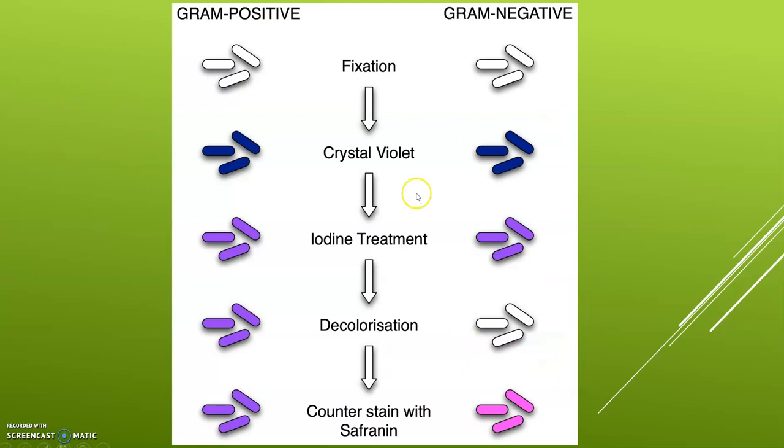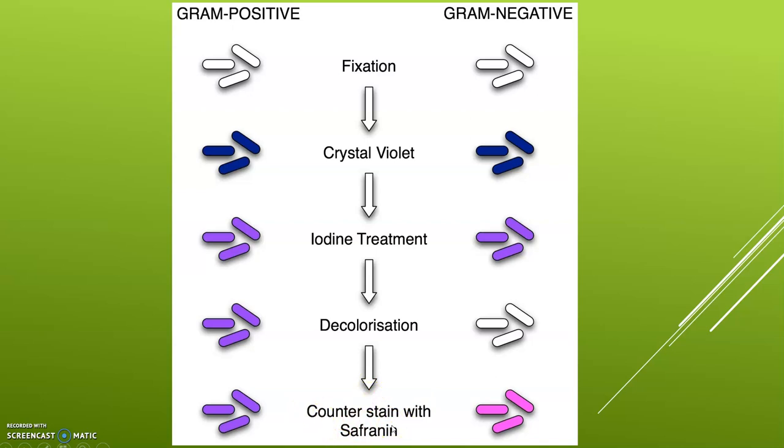So this is the overall flow chart describing the procedure. First step is fixation, then staining with crystal violet, then Gram's iodine is added, which acts as a mordant and forms a larger complex that is insoluble in water also. The fourth step is decolorization with alcohol. Then addition of safranin. Safranin is a counter stain here.